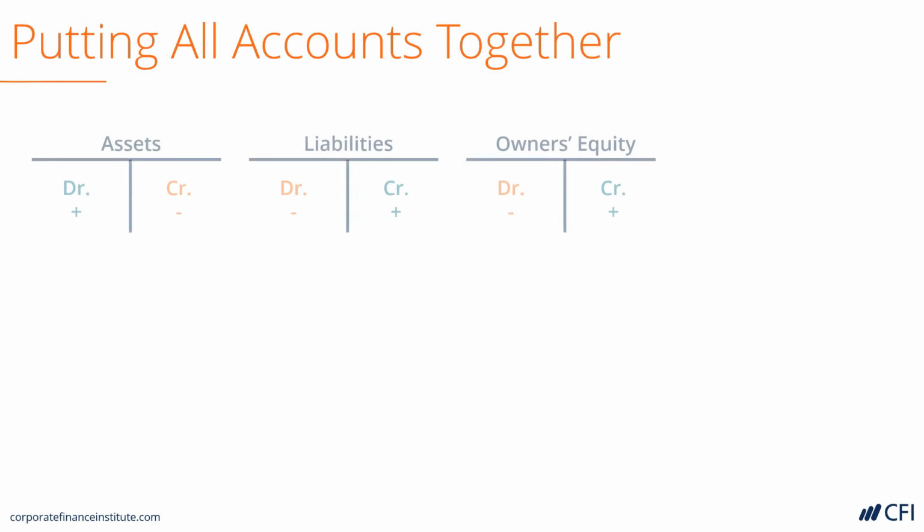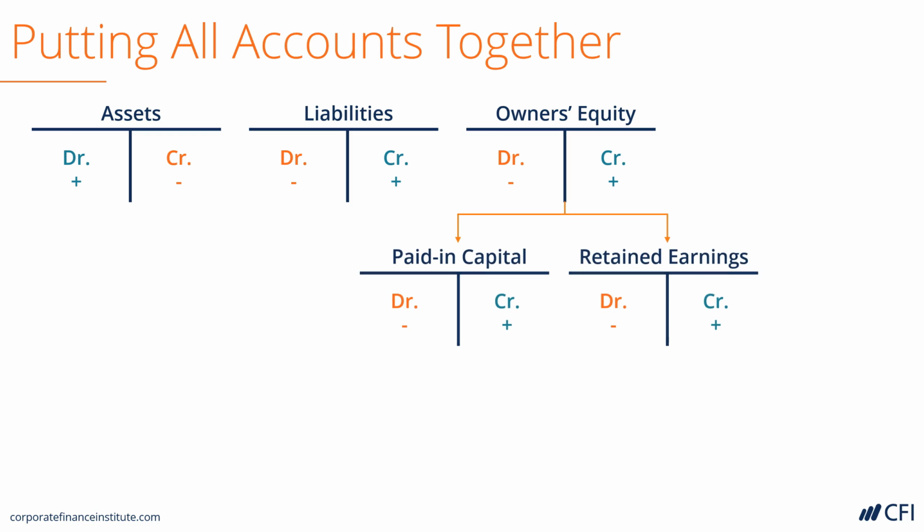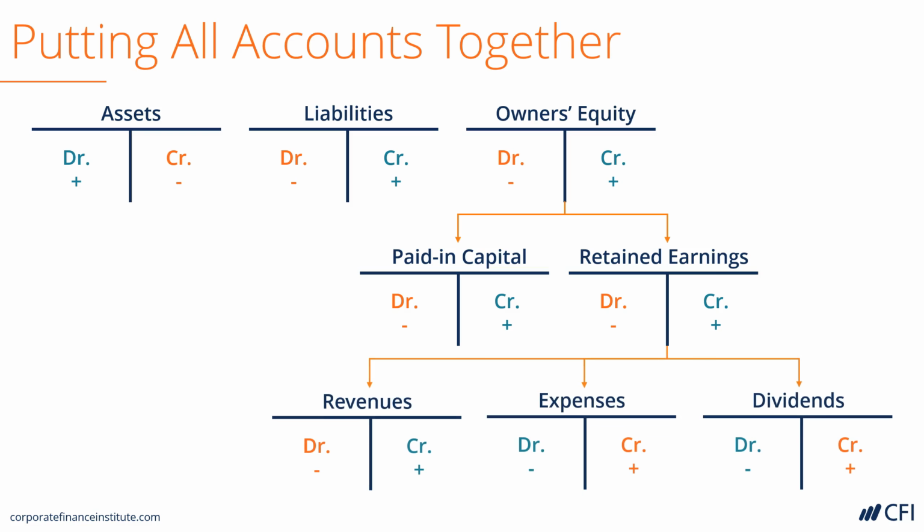Now let's look at how we can put all of the accounts together. Here we have the balance sheet, assets, liabilities, and shareholders' equity. Below that, there is also additional paid-in capital and retained earnings. And then we have the income statement, the revenues, expenses, and dividends for the business.